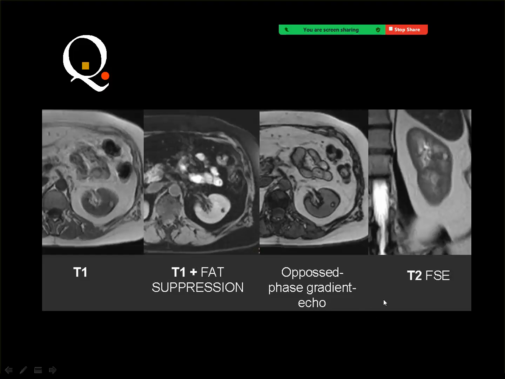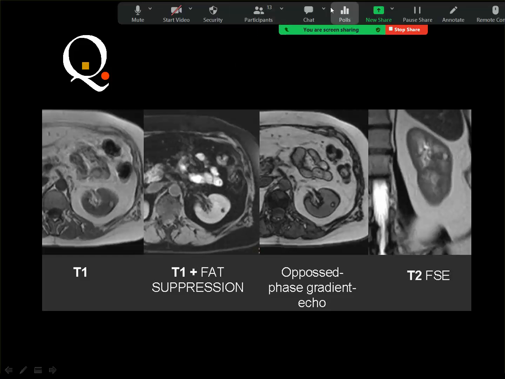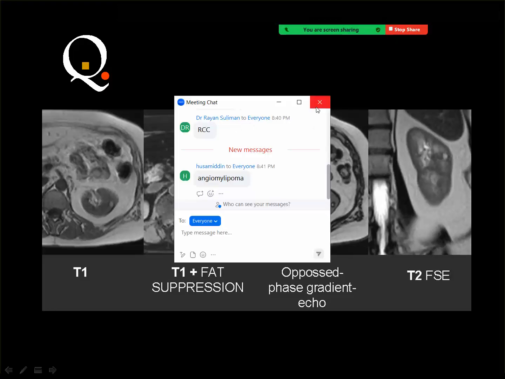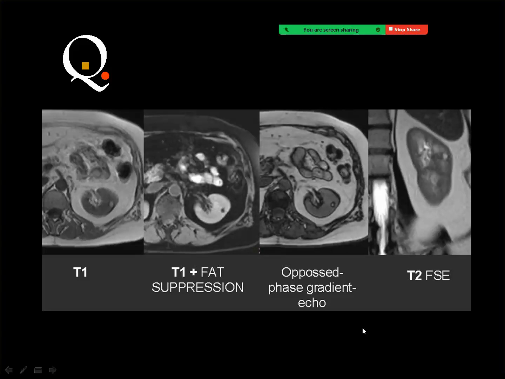And this is a case of MRI of the kidney showing a small lesion in the left kidney. This is the appearance of the lesion in the T1 and T1 fat-suppressed images. And this is the out of phase image. And this is the T2 weighted images. Yes, and this is a very small angiomyolipoma of the kidney.